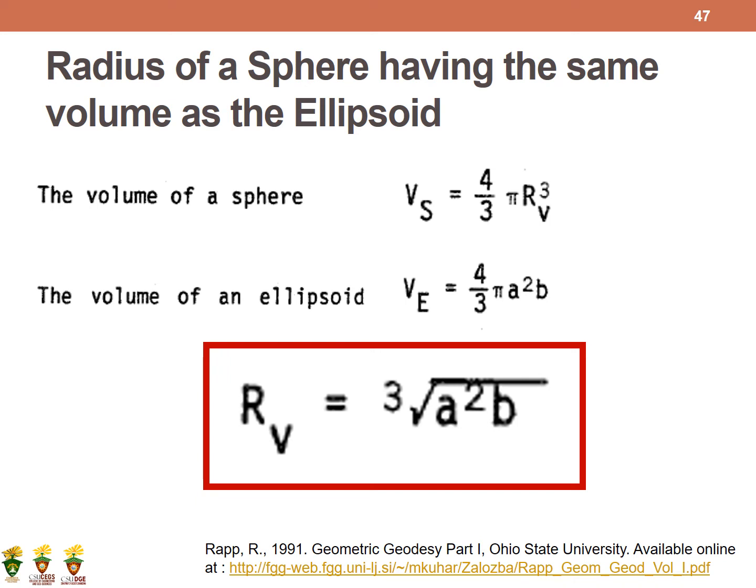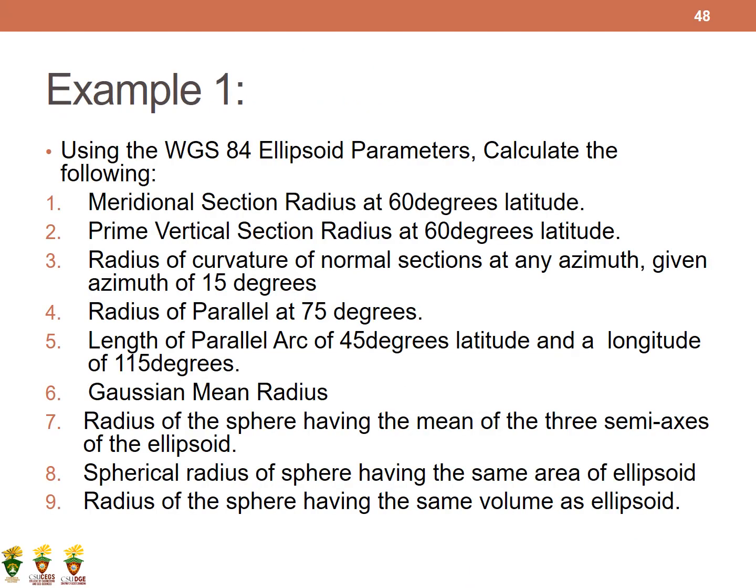And we equate both sides, so we can have the value of the radius of the sphere having the same volume as the ellipsoid. We can have this formula: the cube root of a squared times b, or the cube root of the semi-major axis squared times the semi-minor axis. So alright, so much for the formula.